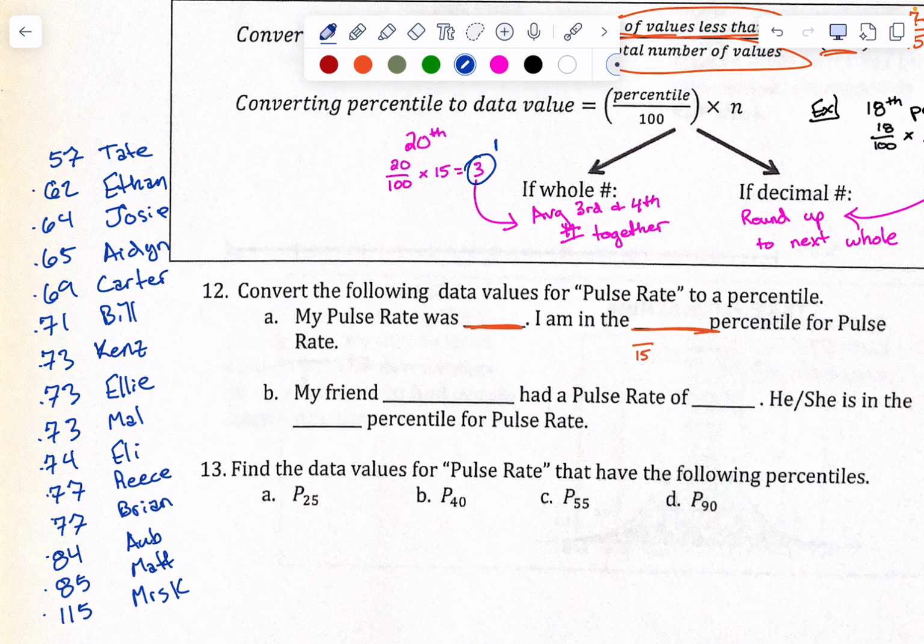There you go. Okay, so if we're doing the 20th percentile, the third and fourth person we'd be averaging are Josie and Aiden. So what value is the 20th percentile? 64 and a half. If you did the 20th percentile, 64 and a half would be it, because you average the third and the fourth person together.